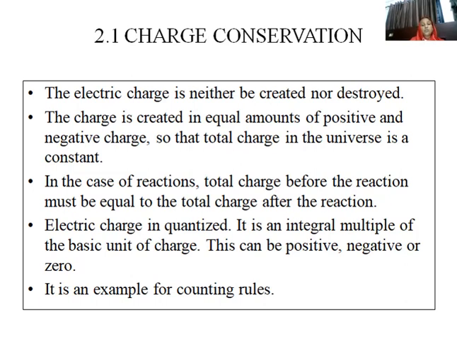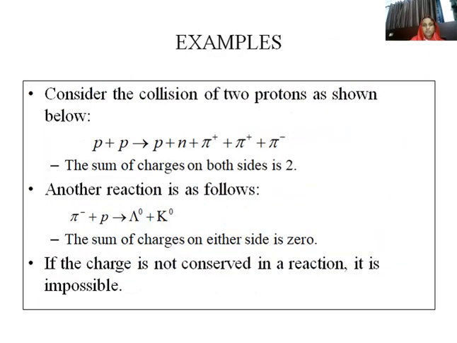Electric charge is also quantized. It is an integral multiple of the basic unit of charge. This can be positive, negative, or zero. The electronic charge is the basic unit. This charge conservation is an example of counting rules. Now we will check certain examples here also.